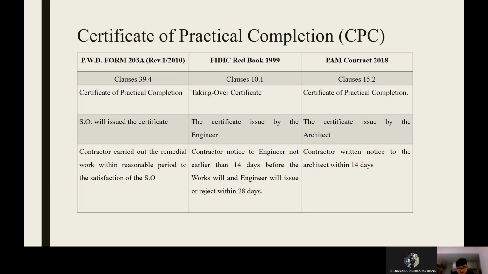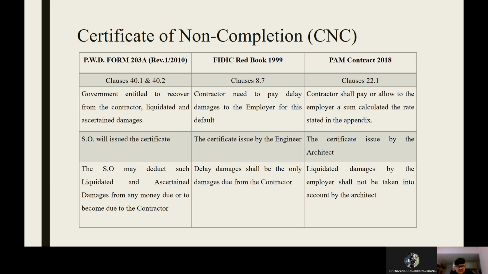Next topic is the CNC, which is the Certificate of Non-Completion. For the PWD form, the clause used is 40.1 and 40.2. The government is entitled to recover from the contractor liquidated and ascertained damages. The SO will issue the certificate, and the SO may deduct such liquidated and ascertained damages from any money due or to become due to the contractor.